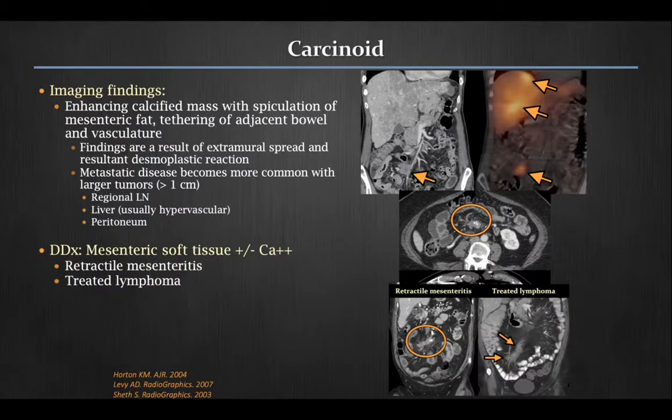Differential for a mesenteric soft tissue mass plus or minus calcification. There are two things that we've talked about already. Retractile mesenteritis, that's the fibrotic form where you get this spiculated soft tissue mass with calcification, or treated lymphoma, which often has calcification after a favorable response to treatment. Other things that can be included include desmoid tumor, metastatic disease from a different primary tumor, and a hematoma.